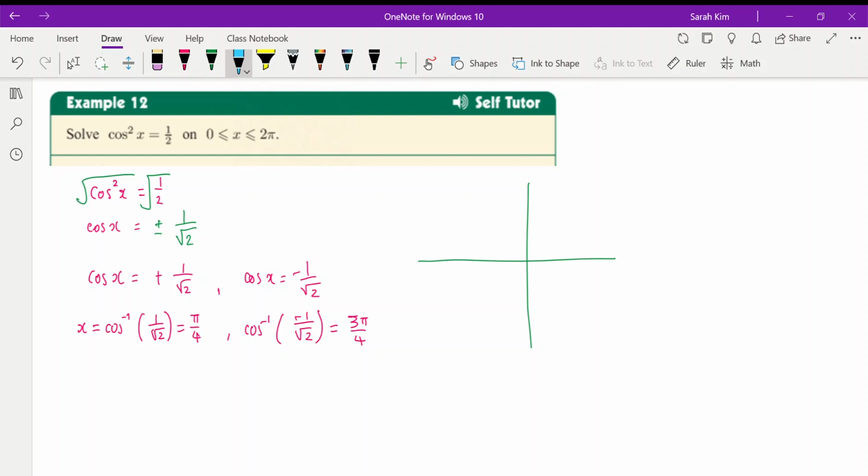All silly turtles crawl. So my first option, when my cos is a positive answer, is going to be positive on these two. So that answer is going to correspond to that pi/4 angle. So naturally, I should be able to figure out what the other angle is. In order to do that, I just got to do 2pi take away pi/4. So I get 7pi/4. So those are my two options for when my cos is positive.